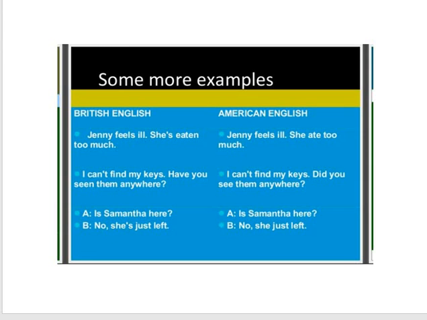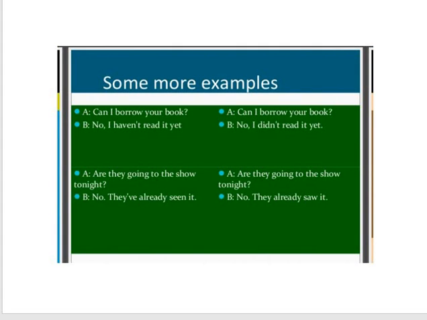Like on spelling, which I'll discuss with you, and some more examples as well. British: Can I borrow your book? No, I haven't read it yet. American: Can I borrow your book? No, I didn't read it yet. On the other side, one more example. British: Are they going to the show tonight? No, they have already seen it. American: Are they going to the show tonight? No, they already saw it.